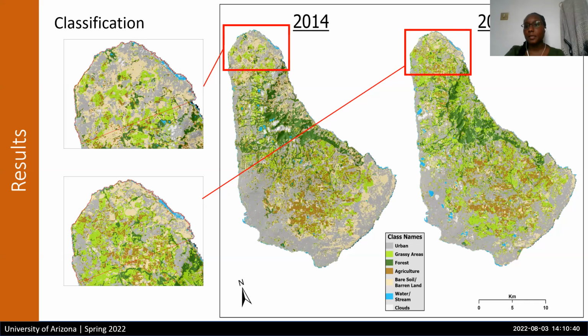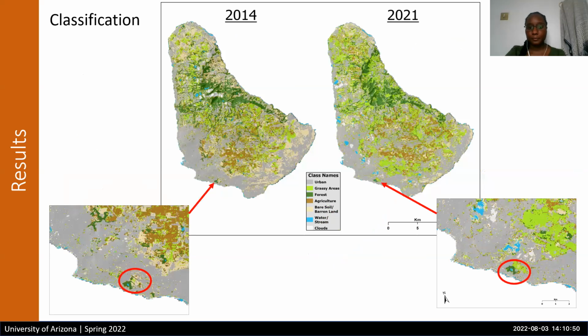Along the hillsides, the forest areas seem to have remained unchanged. There's also some increase in forest areas across the western part of the island. Now, there's only one mangrove area on the island, located to the southwest, as you can see from the bottom images. Looking to the bottom left, this area had bare soil adjacent to the swamp, and in 2021, you can see an increase in grassland areas just adjacent to the swamp.